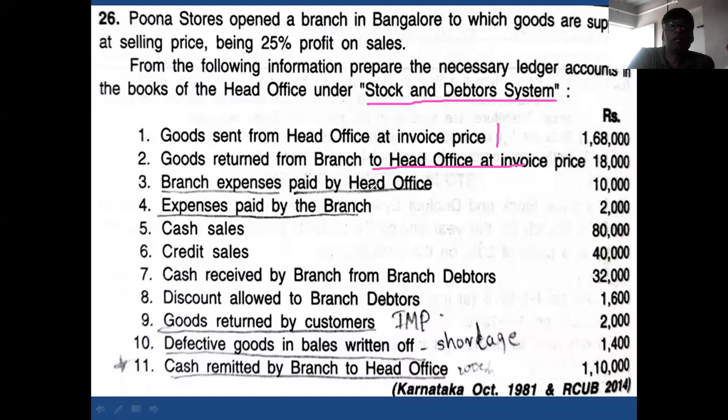Then expenses paid by head office and expenses paid by branch. These two come under the branch expense account. In the branch expense account, debit side, to bank; under that you write head office and branch. Cash sale comes on the branch stock account, credit side.